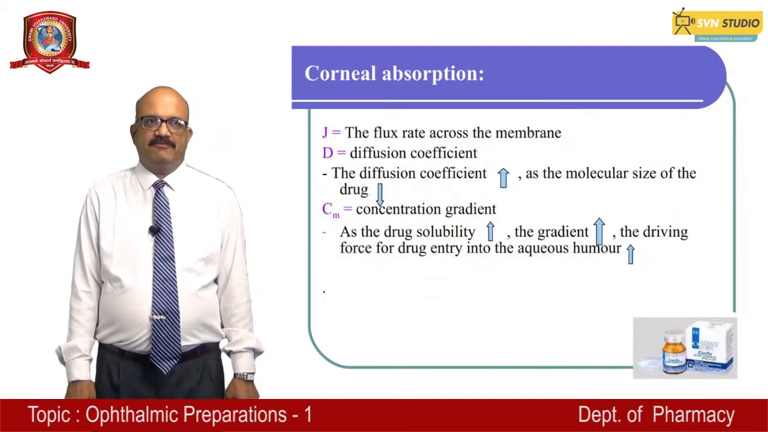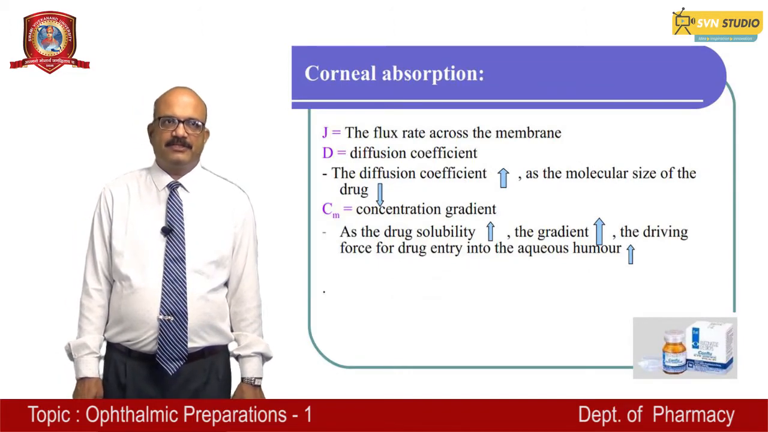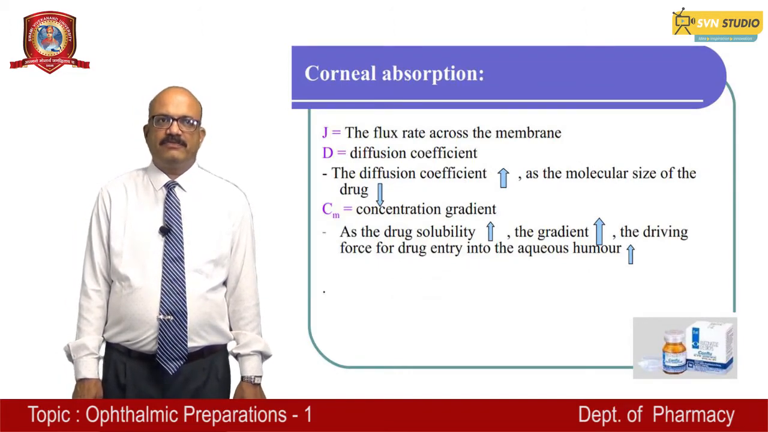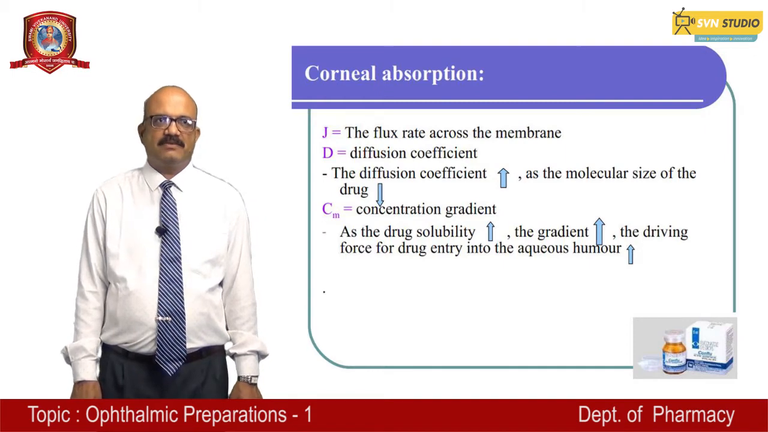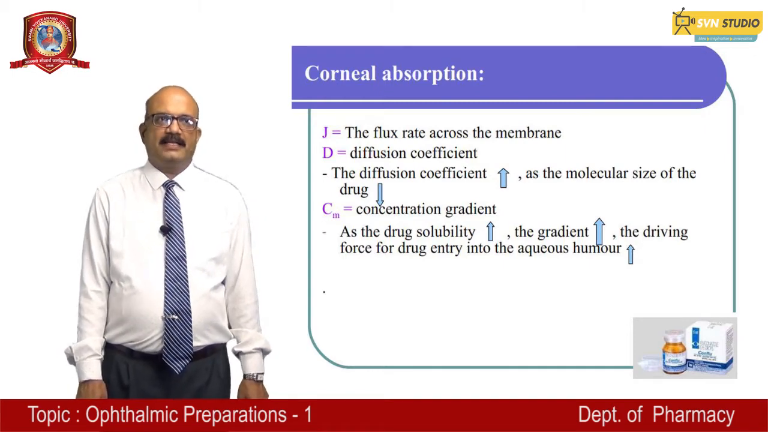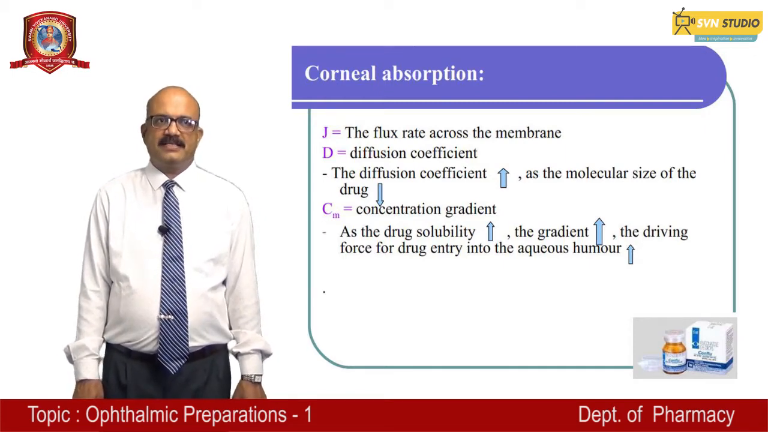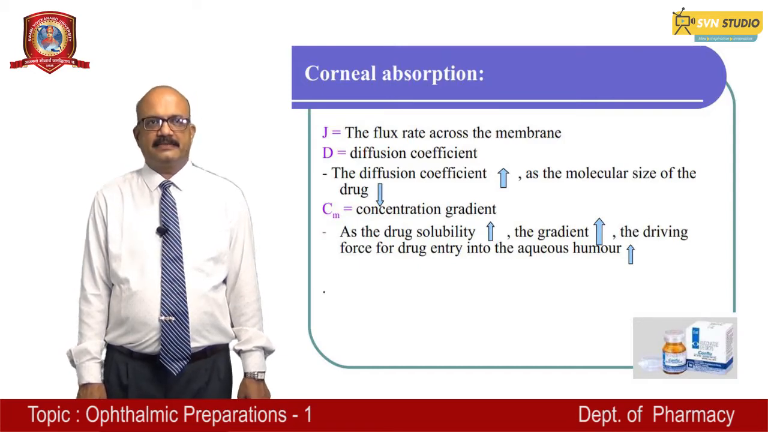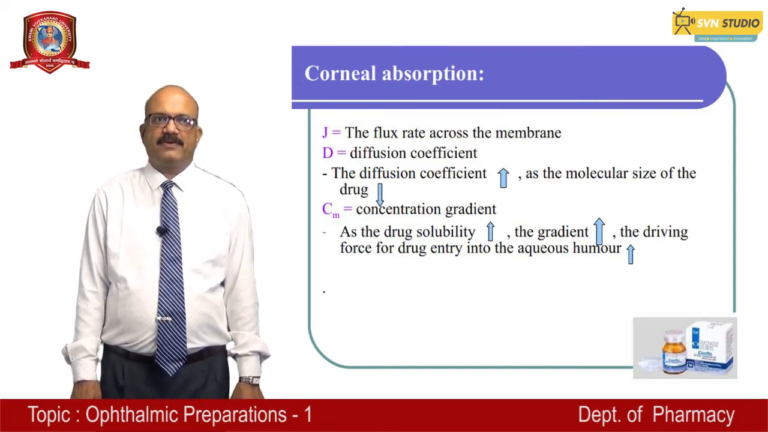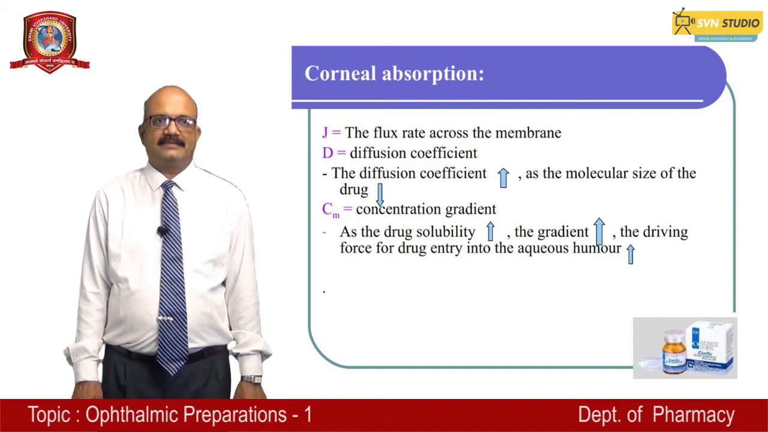where J is the flux rate across the membrane, D is the diffusion coefficient. The diffusion coefficient increases as the molecular size of the drug reduces, and the same concentration gradient. As the drug solubility increases, the gradient increases, and the driving force for drug entry into the aqueous humor increases.